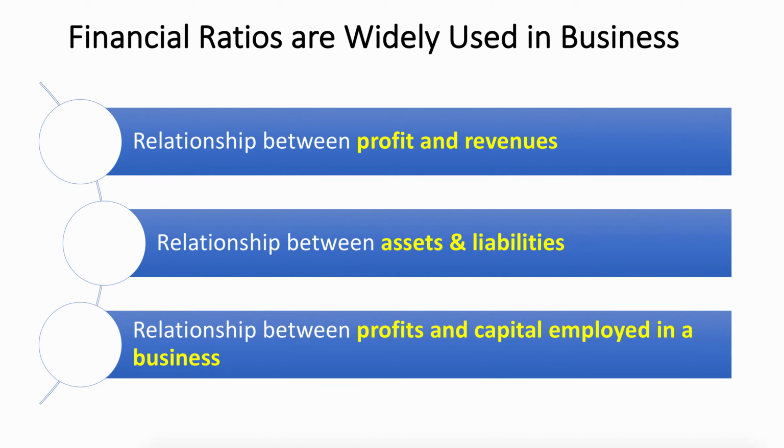And of course, in business, there are different values we can explore. For example, the relationship between the revenues a business achieves, the sales, and the profit, how profitable those sales are. So that's one very important ratio or basis of a ratio. Similarly, we can consider the relationship between the assets a business owns and what it owes to other people, other businesses, liabilities. And we can also consider the relationship between the profits earned by a business and how much capital is employed by the business.